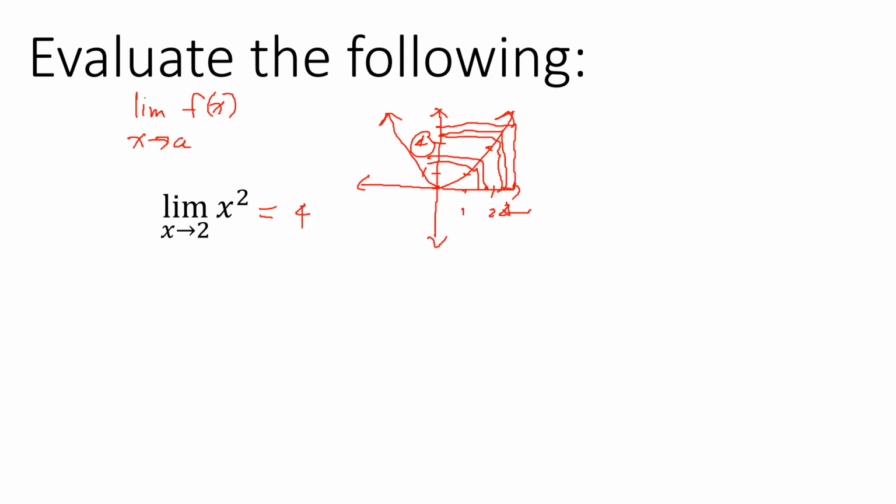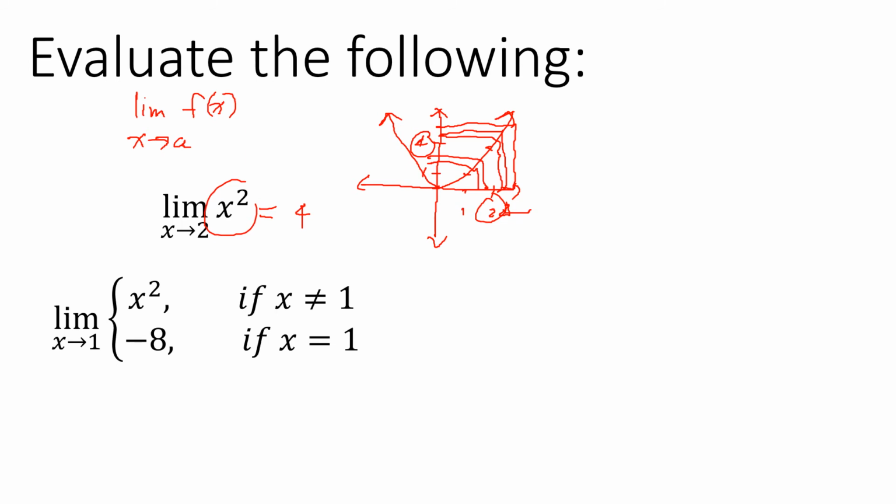Why is that? Again, as we change the values of x closer and closer to 2, the values of x squared, or the function itself, or the graph, behaves as though it goes to 4. Again, we are not asking for the value of the function at x equal to 2, but rather how the function behaves, or how the function changes, as we change the values of x closer to 2.